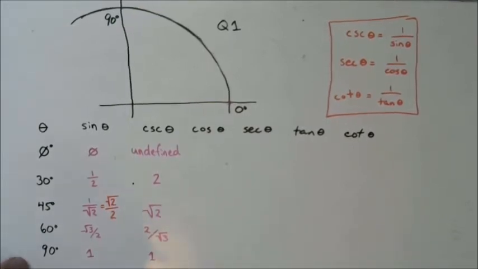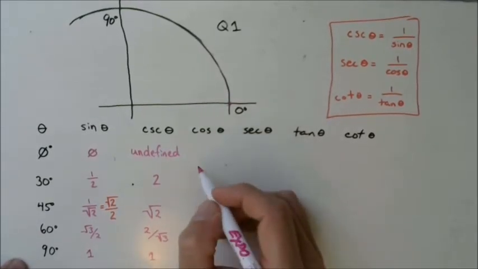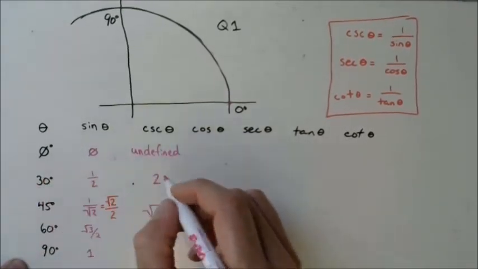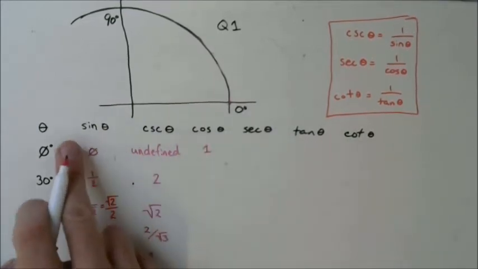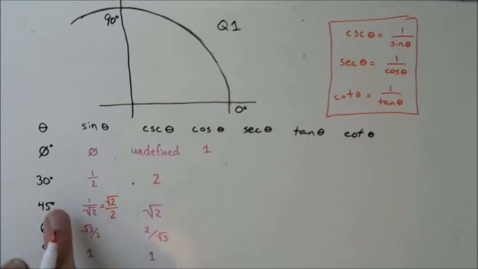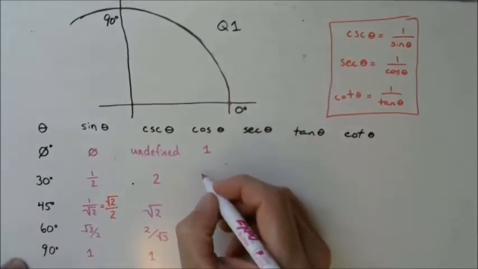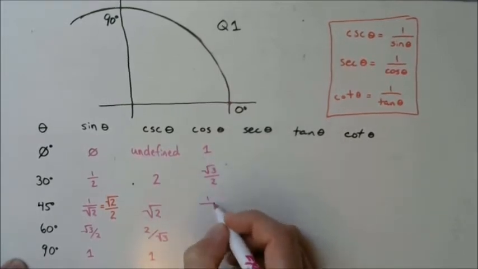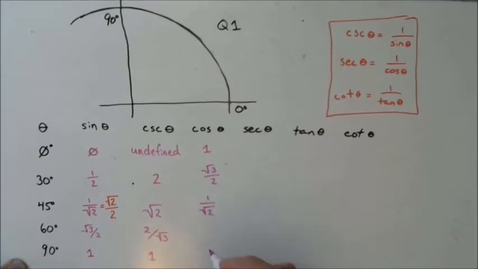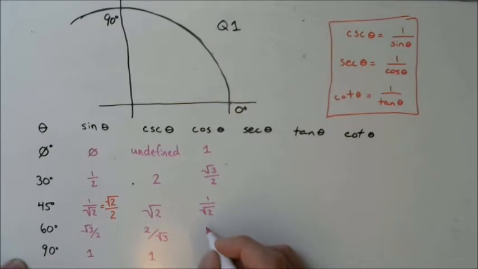Okay? We'll do the same for the cosine here. Cosine at 0 is 1, and I'm going to just bounce off. I know my relationship between sine and cosine, so the cosine of 30 is the same as the sine of 60. So this is radical 3 over 2. At 45, they're the same. The cosine of 60 is the same as sine of 30, and cosine at 90 is 0.